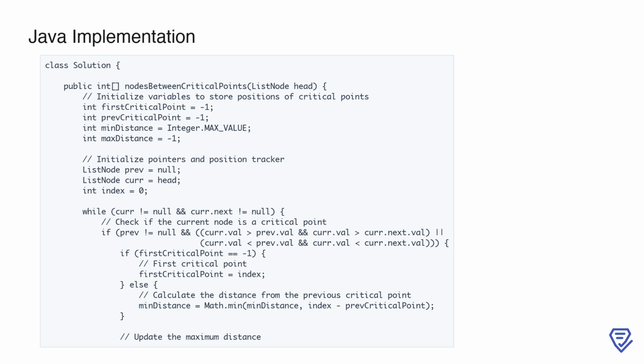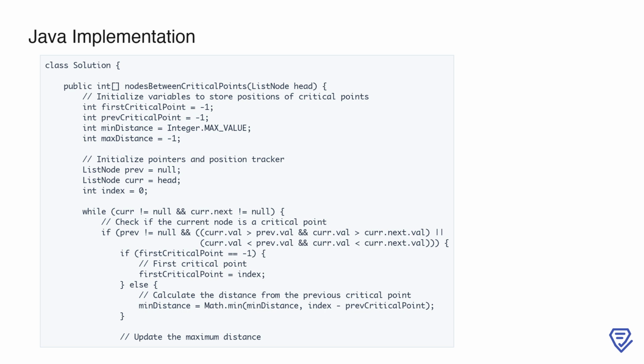Inside this loop, we check whether the current node is a critical point. A node qualifies as critical if it is either a local maximum or a local minimum compared to its adjacent nodes. This check is implemented using the condition cur.val > prev.val and cur.val > cur.next.val for a local maximum, or cur.val < prev.val and cur.val < cur.next.val for a local minimum.